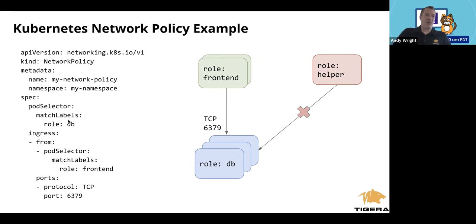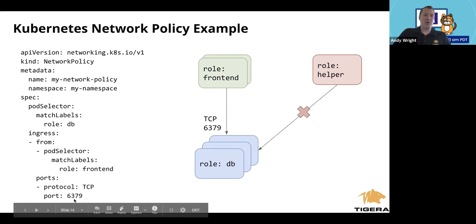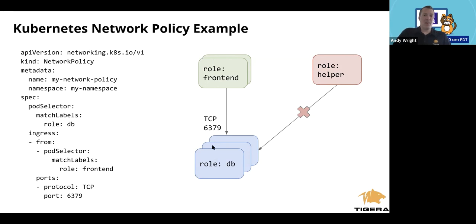And so what this is doing is it's saying for any pod with role equals DB, which would be this one, we're going to allow ingress from, and we can put a selector here for role equals front end. And we're going to do that over port 6379 TCP traffic. And suddenly what will happen is this workload will enable this traffic.